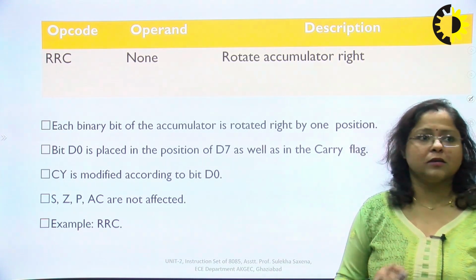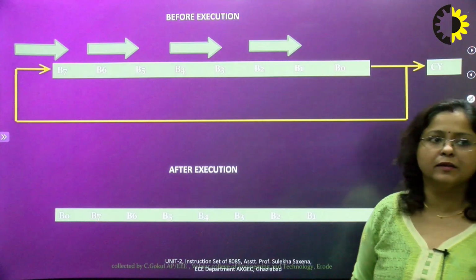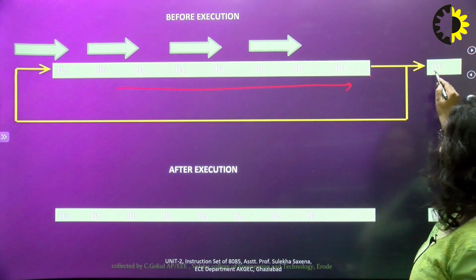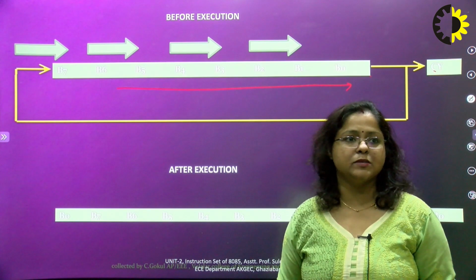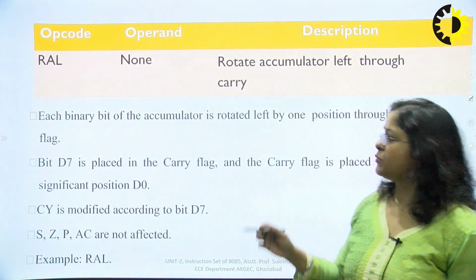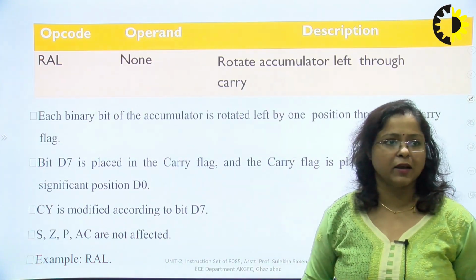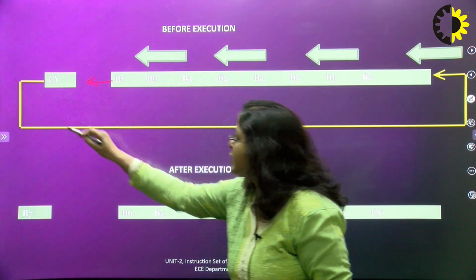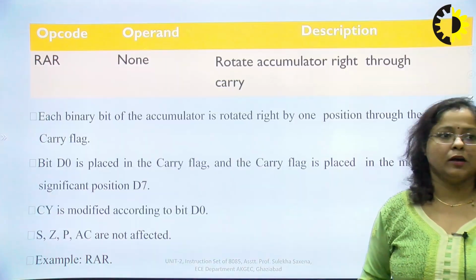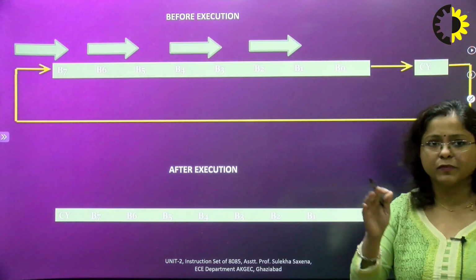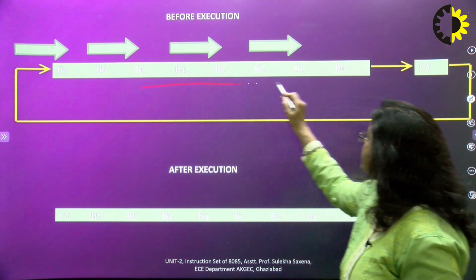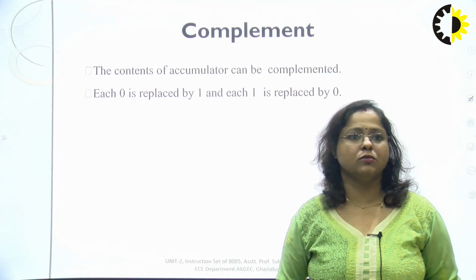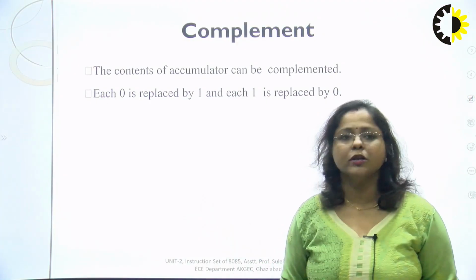RRC will do this towards the right side, that is move the data from B7 to B6 and so on. B0 will be updated in carry flag and also to B7. RAL will move the data to left with carry flag, that is carry is in the loop, B7 is moved to carry and carry will be moved to B0. And similarly RAR will move to right, that is B7 to B6, then B0 to carry flag and carry flag to B7. So this is the overall rotate operation.